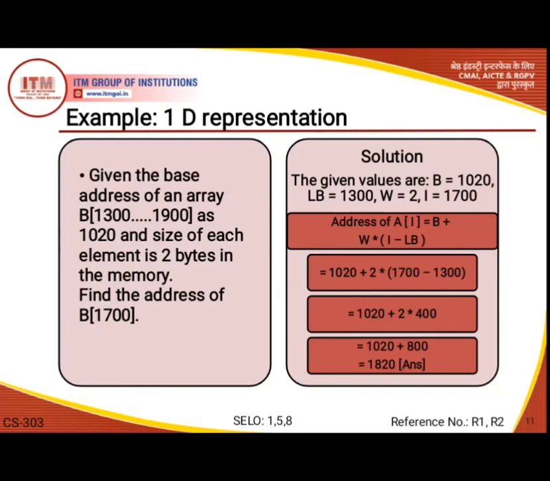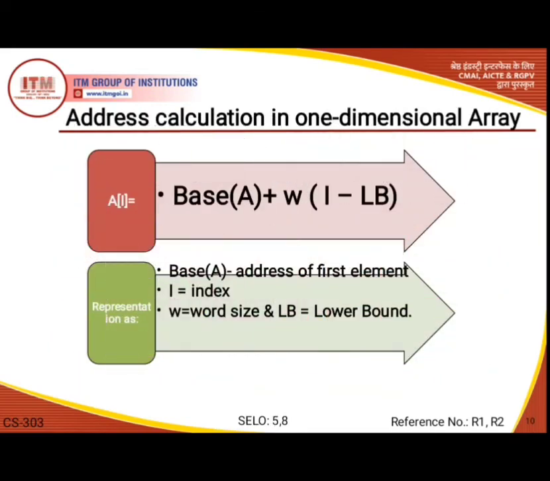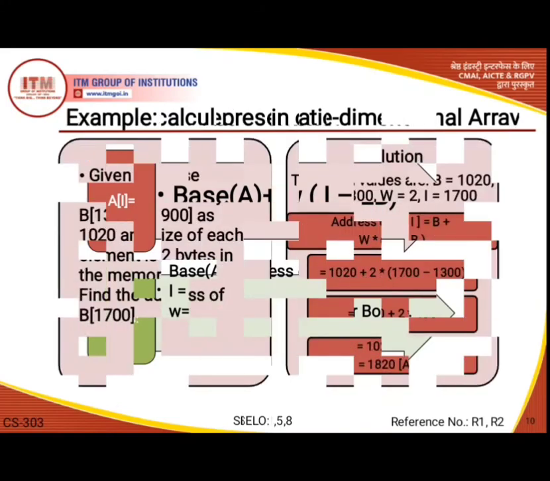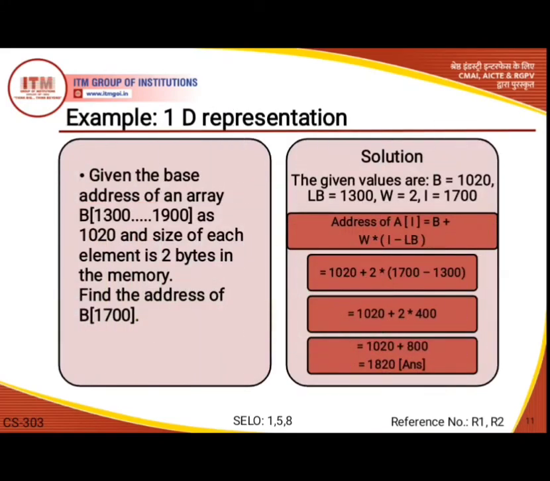Then we have to calculate the address value by using the formula which I already mentioned in my previous slide, which is base A plus W into I minus LV. So here I am again writing this formula as address of A[I] is equal to B plus W into I minus LV.